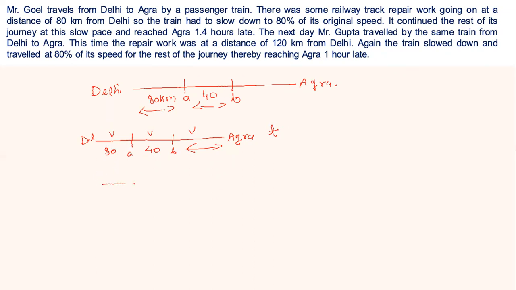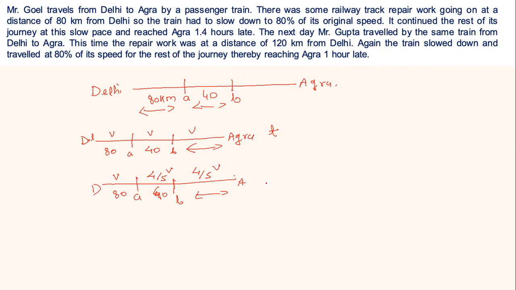On the first day, when the repair work takes place after point A, what happens is, this is 80, this is 40. Let me again draw a similar diagram. This is Agra, this is Delhi. This distance I don't know. Okay, this is B. Now from D to A, the train has traveled normally. From A to B, speed has reduced to 4/5. It becomes 4/5 V. From B to Agra, it is again 4/5 V, right? Okay. So this is what has happened on the second day.